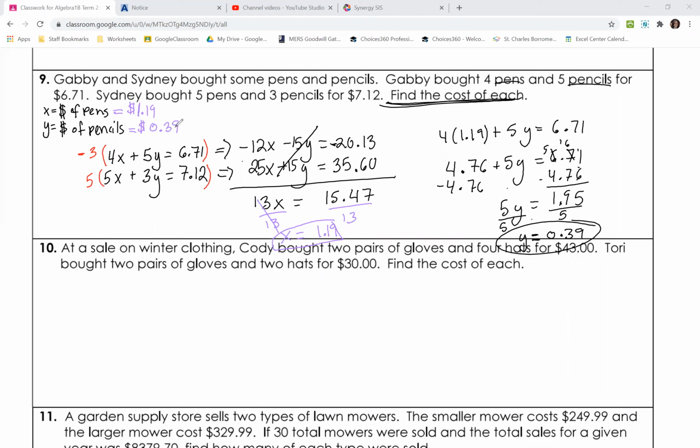Okay, so I'm going to leave number 10 for you. So you do number 10 and then we're not going to do number 11. So I'll work out a couple more on the next one.